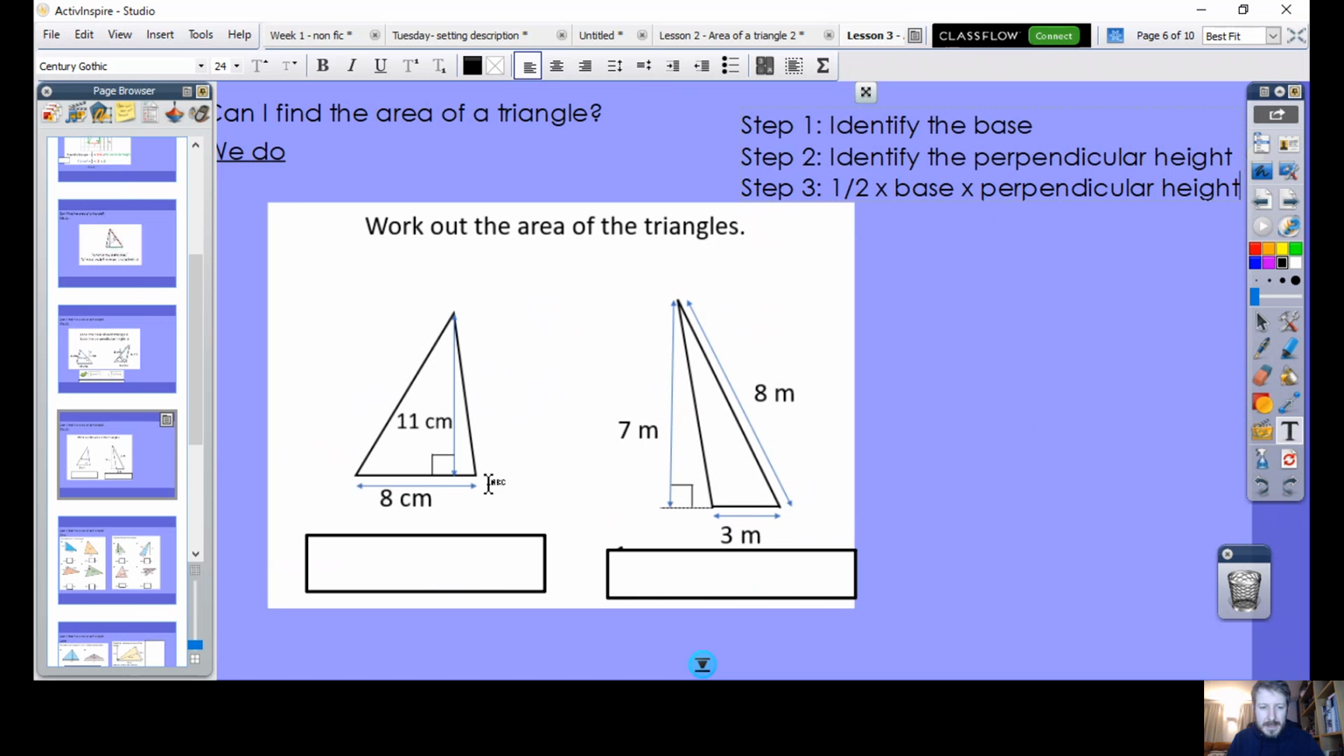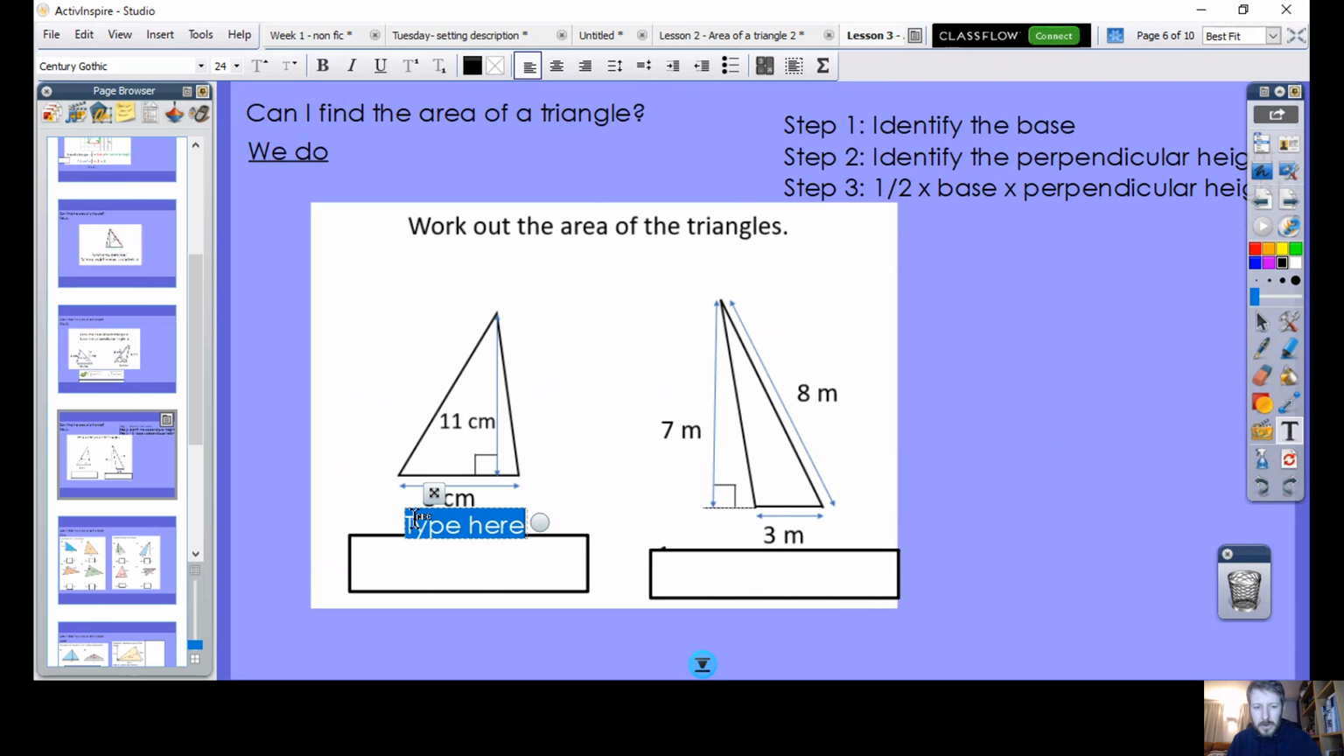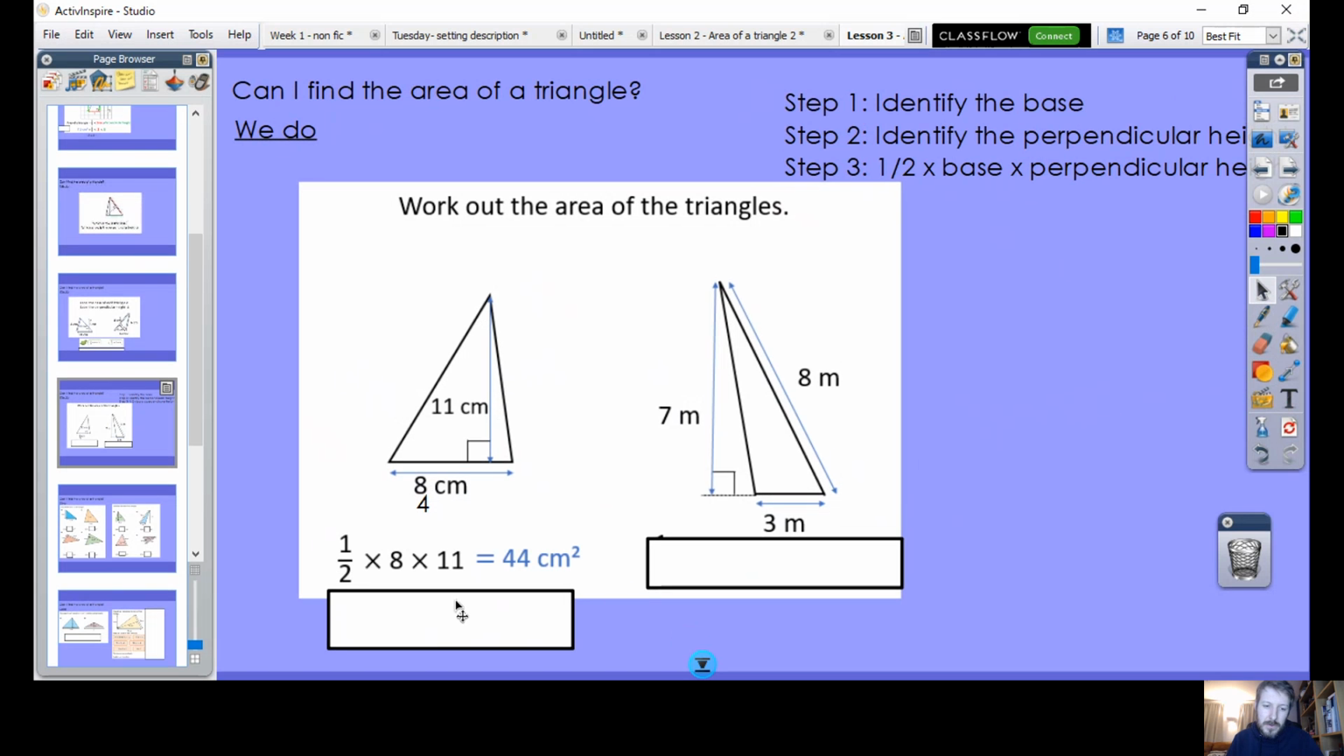So step 1, the base. The base is this line here. And then the perpendicular height is going to be this length here. So we want to do half the base, half times the base, which is 4, multiplied by 11 will give us an area of 44 centimeters squared.